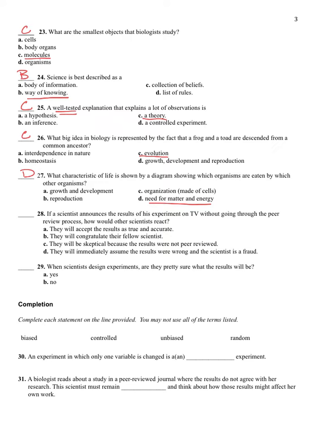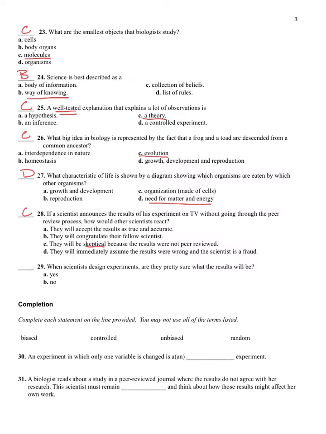Number 28. If a scientist announces the results of his experiment on TV without going through the peer review process, how would other scientists react? Remember, scientists like things to be peer reviewed, and they like to be able to verify the results of an experiment by being able to repeat it. And so until the scientists have had the results peer reviewed and then had somebody else repeat the experiment, they will be skeptical. They might not disbelieve the scientist, but they would like to see the hypothesis that the scientist said they support be tested first.